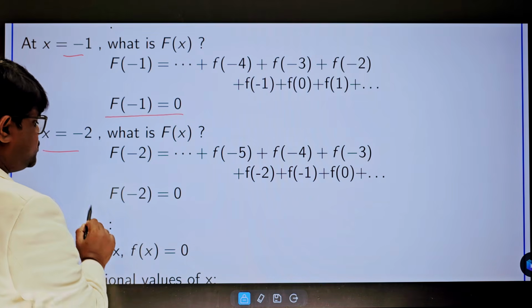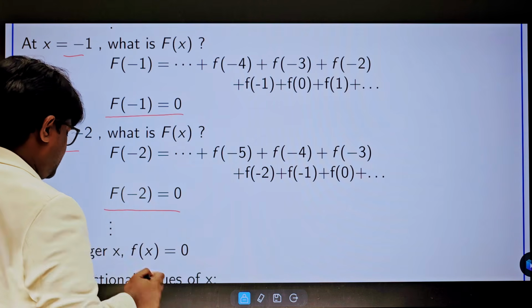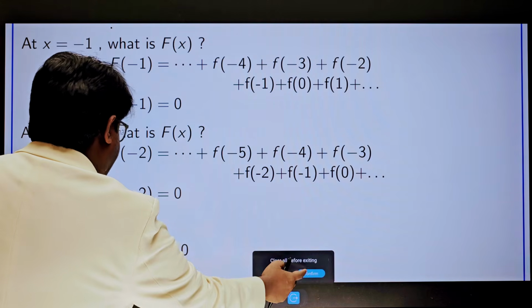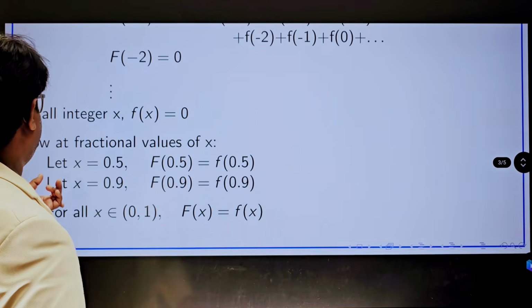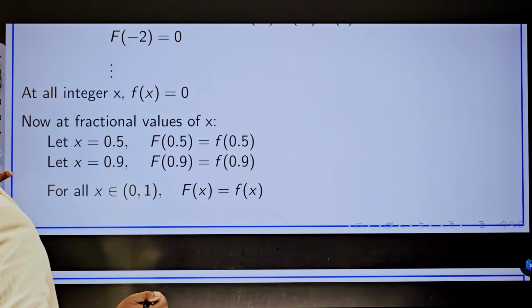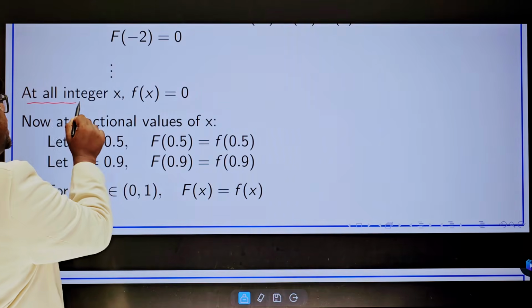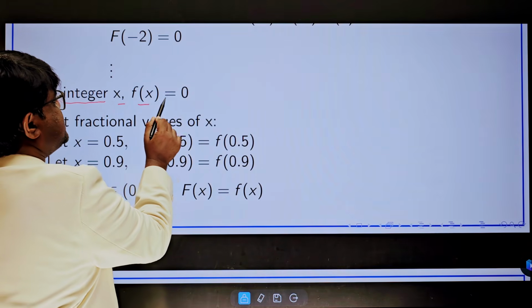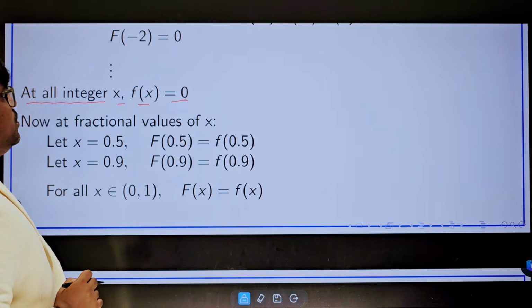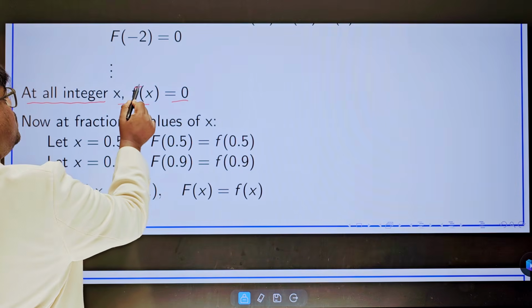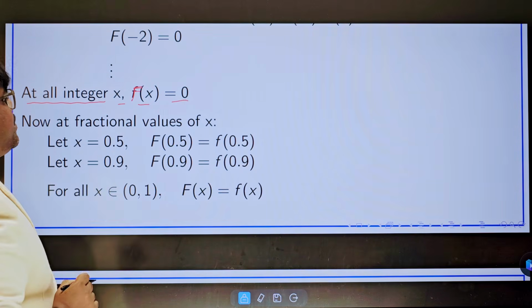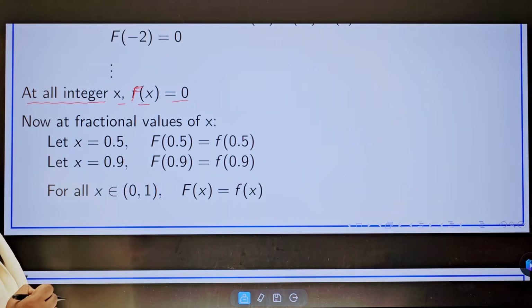At x equal to minus 2, f of minus 2 equal to 0, and so on. Then we came to know that at all integers x, capital F of x equals 0.